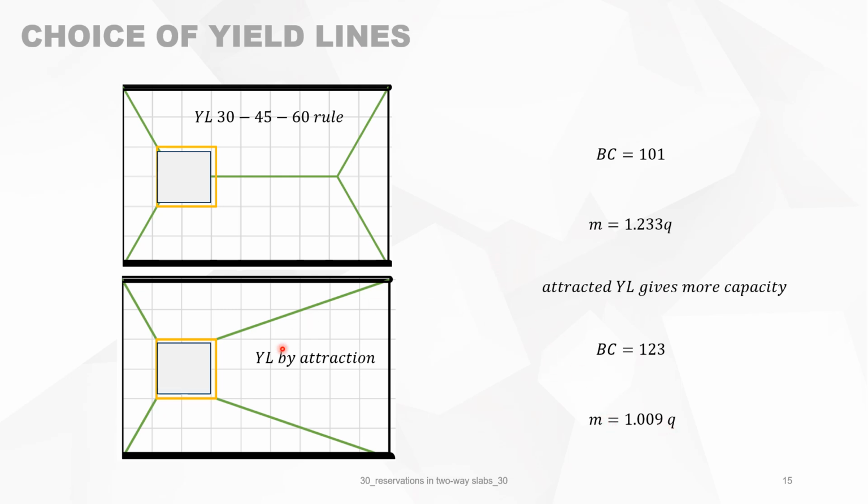So this means that using the method of attracting yield lines, which is very easy to use and very quick, gives you more capacity. So it means it's less safe. So that's a pity. And you cannot neglect it. It's almost 20% more. So using this method, attracting yield lines, you should be very careful to use that because of this. I prefer to use the 30, 45, 60 rule.